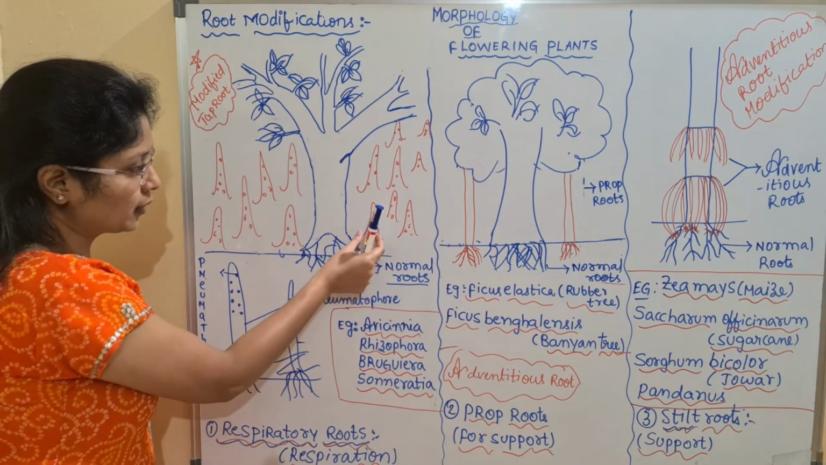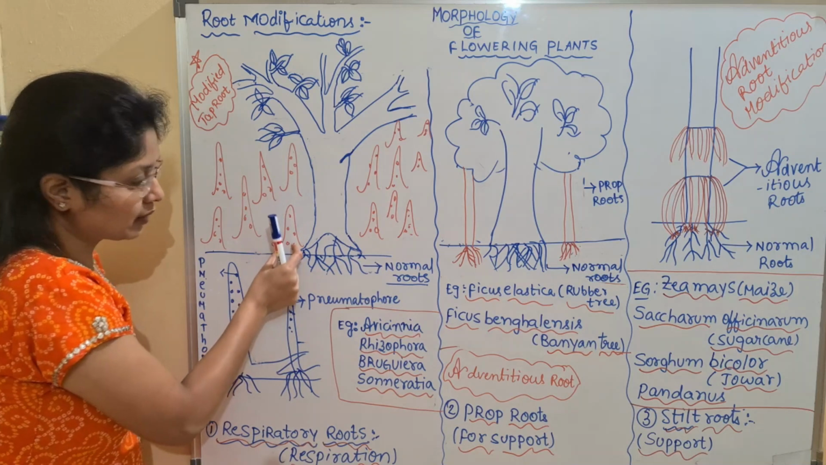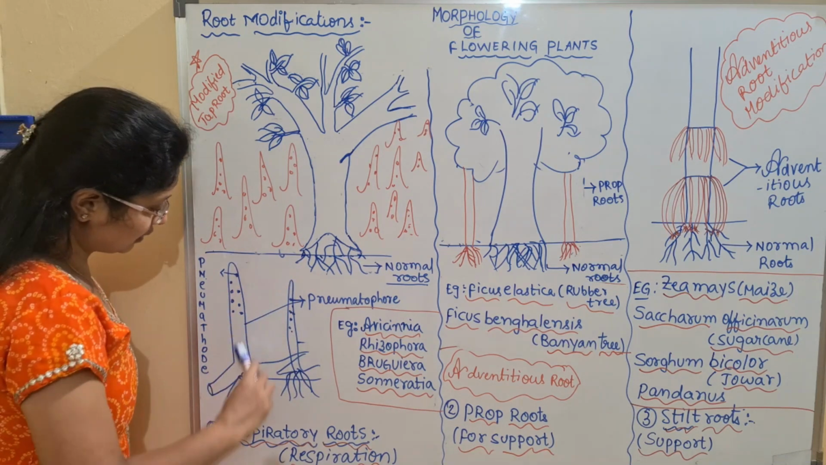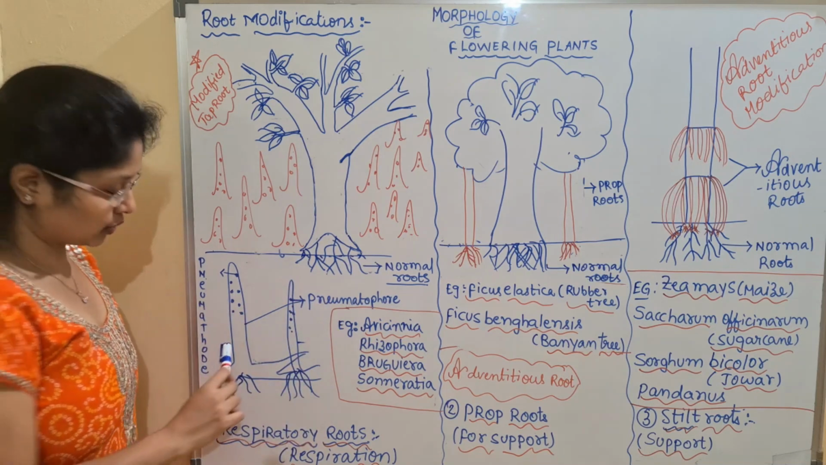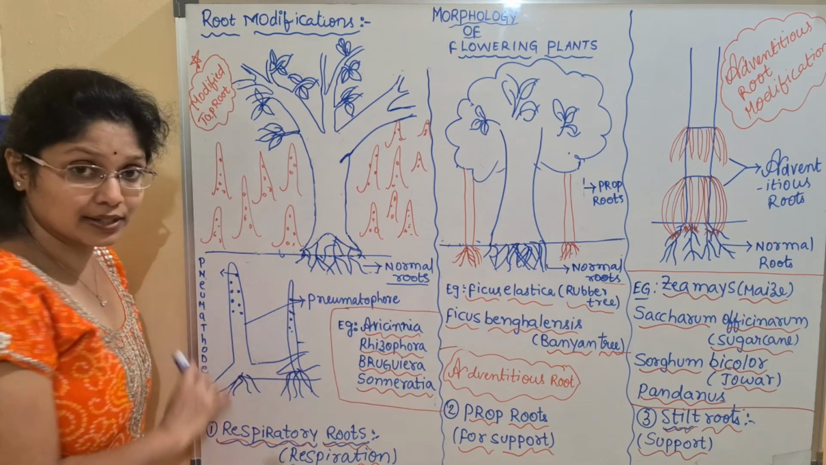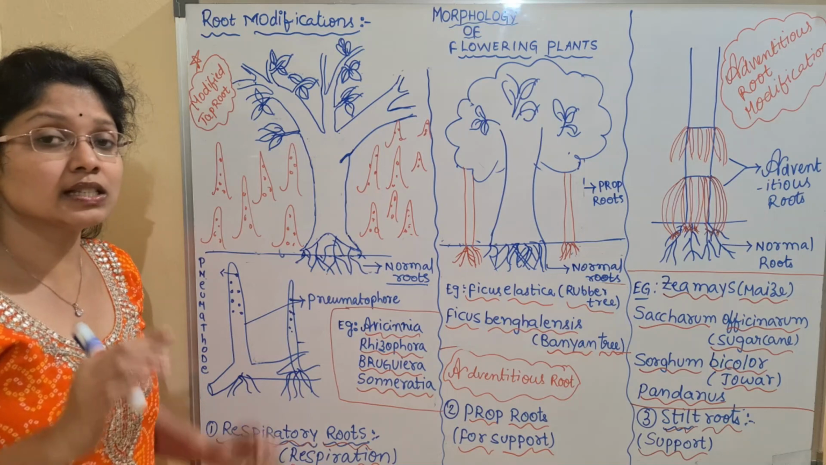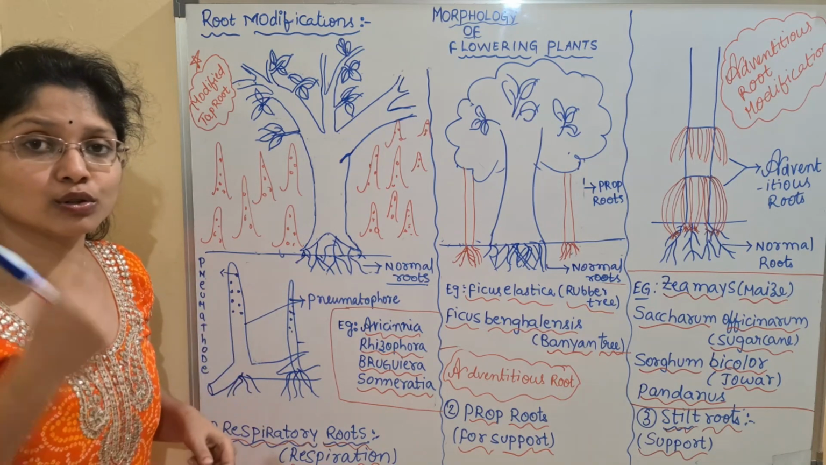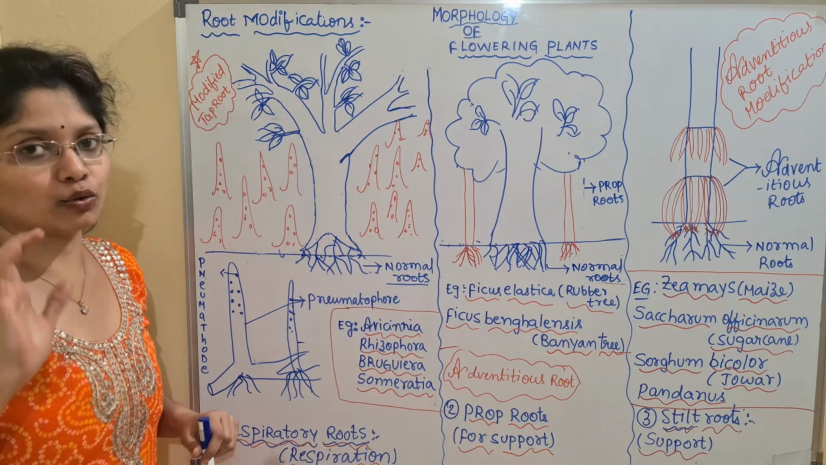Here I have taken one respiratory root and I have given the diagram here, children. So these are the pneumatophores. I have given two pneumatophores here. Pneumatophores means I am talking about the respiratory root. The respiratory root is also known as pneumatophore.